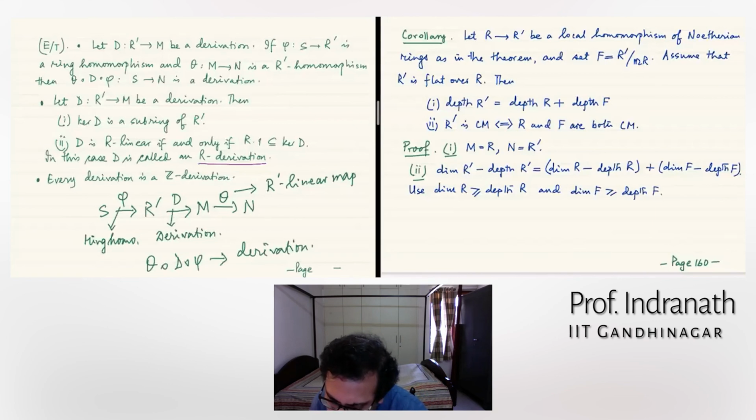And this is something very important: if you have a derivation D, then you can prove that the kernel, meaning the elements going to 0, is a subring. And D is R-linear, remember R' is an R-algebra, if and only if R times 1, the cyclic submodule generated by 1 over R, is contained in the kernel. And in this case you say that D is an R-derivation. Every derivation is a Z-derivation. I will have a little more, but today I think I have run out of time and I don't want to extend it.